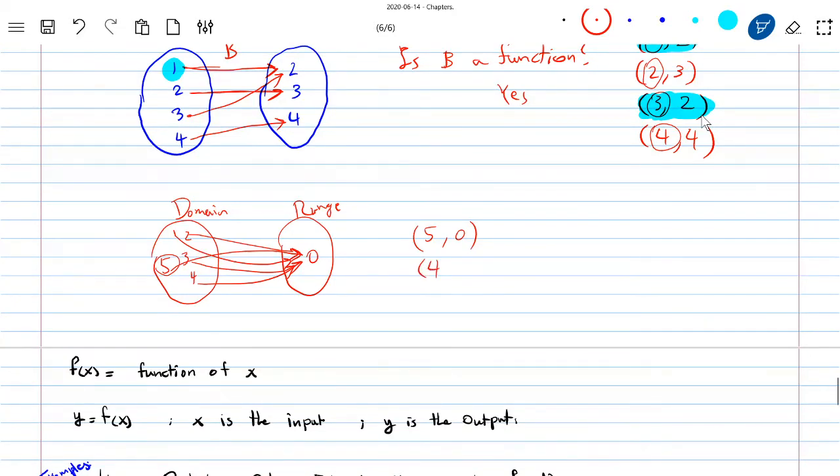If I pick 4, what is the y value? 0. 3, 0. It's not an issue that they all have the y value of 0. It's the fact that for every x value you get exactly one y value. This is enough for me to say, yes, this is a function. I call it C. C is a function.